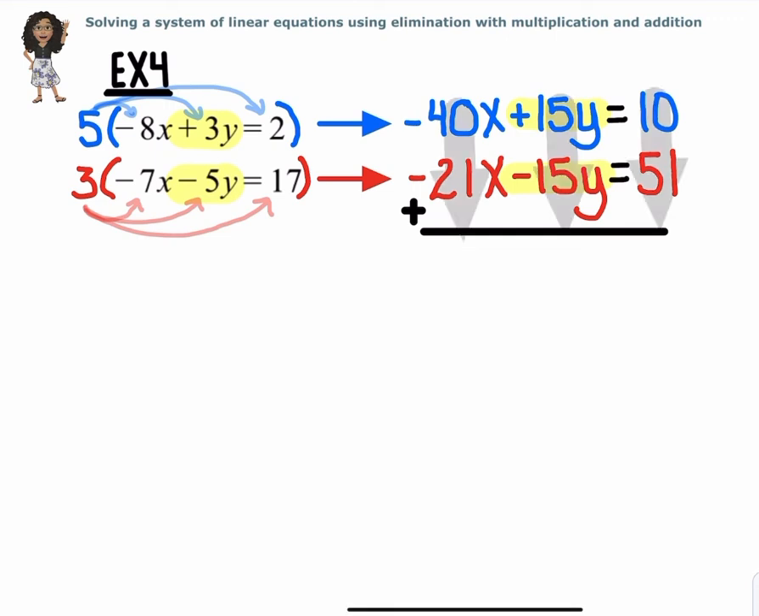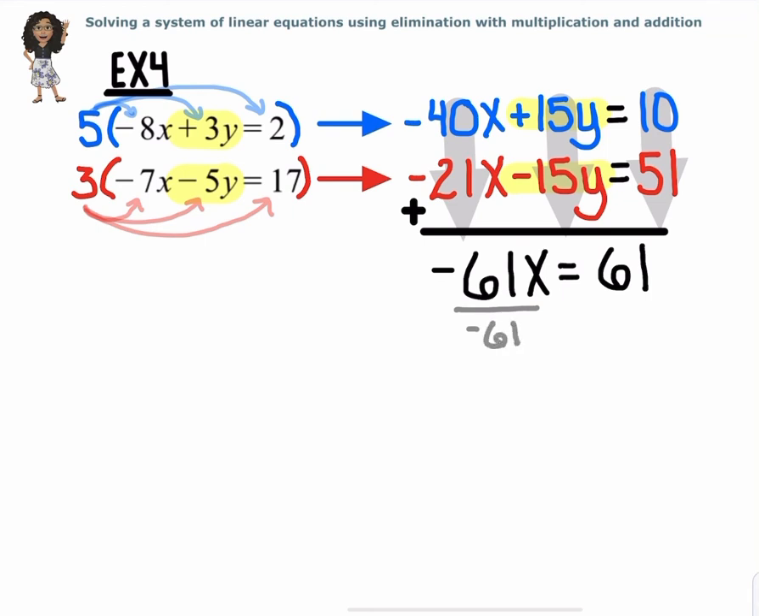So combining negative 40x and negative 21x make negative 61x. The 15y and the negative 15y eliminate the y's, and then 10 and 51 are 61. Divide by negative 61 to get x by itself, and we find out that x is equal to negative 1.